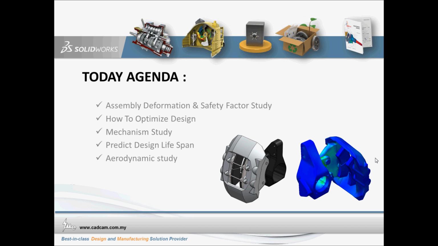So you can see there are two nice images on the right. This is actually a brake caliper design, where we would like to study the stress on the knuckle. The right image shows the stress deformations, and the color plot indicates high stress areas and low stress areas.